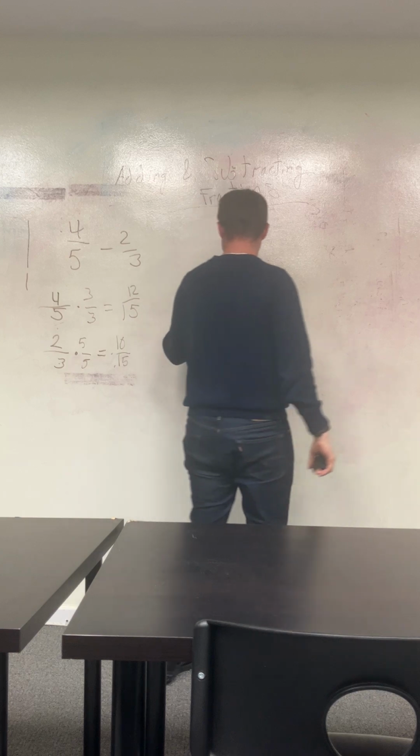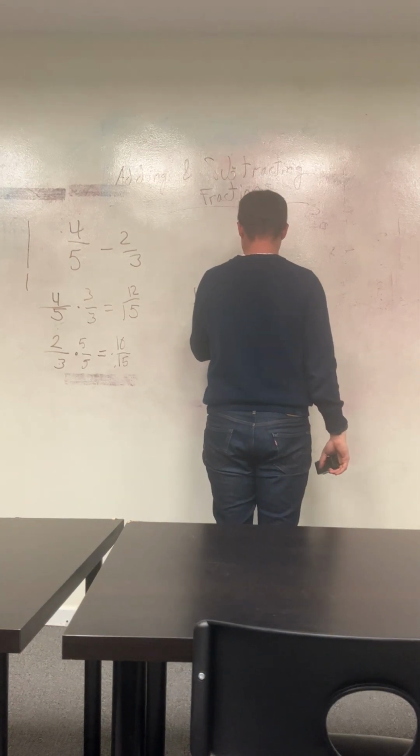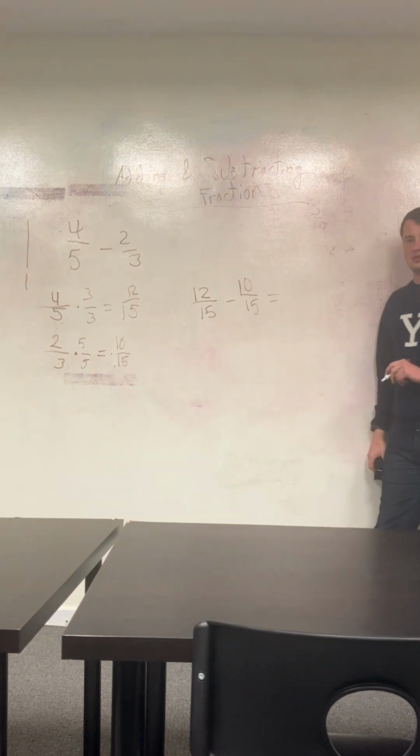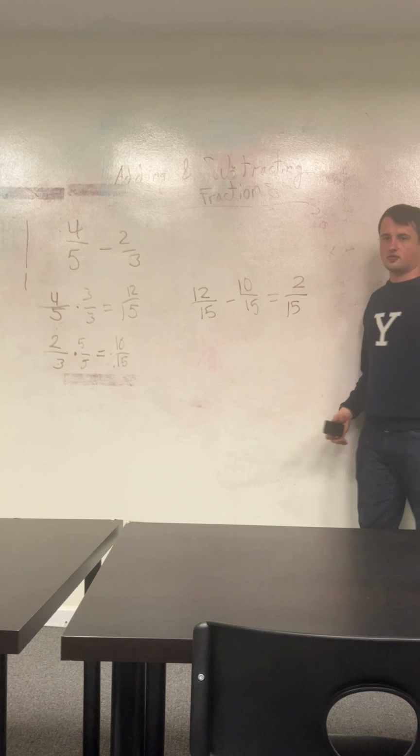The denominator is the bottom number, right? When you're subtracting, are we subtracting those two fractions? Yeah, 12 over 15 minus 10 over 15. What do we come up with? The denominator just stays 15. 2 over 15.